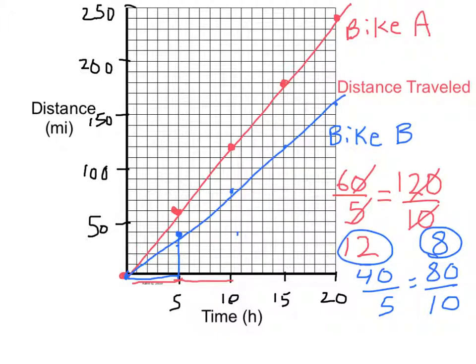Notice that bike B is traveling at a rate that's lower than that of bike A, and therefore the line is less steep. It's a little bit flatter. And bike A is traveling at a higher rate of speed, so that line is a little bit steeper.